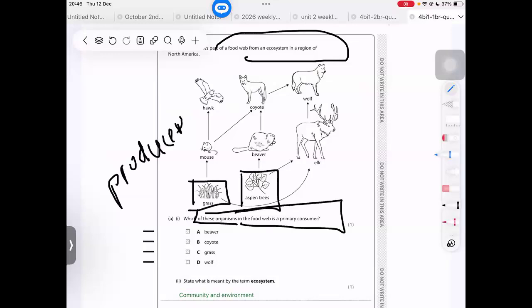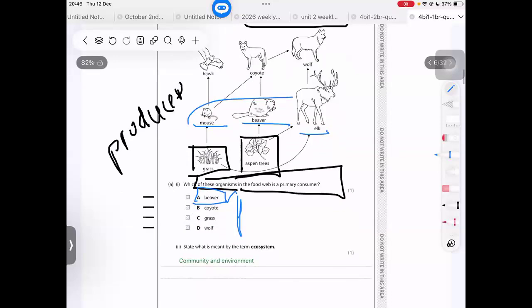You can see there are 3 primary consumers. Mouse is a primary consumer, beaver and elk. These are the 3 primary consumers. Therefore, out of these 3, they have only given beaver over here. From these 4 answers, only beaver is the primary consumer. So, answer would be A.